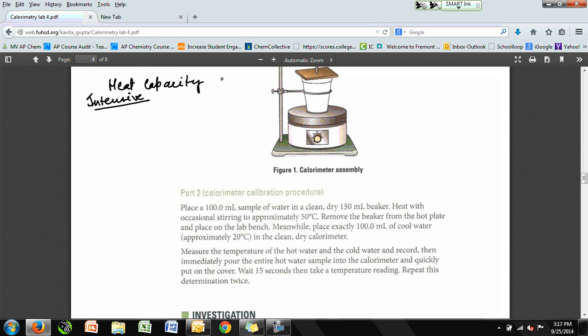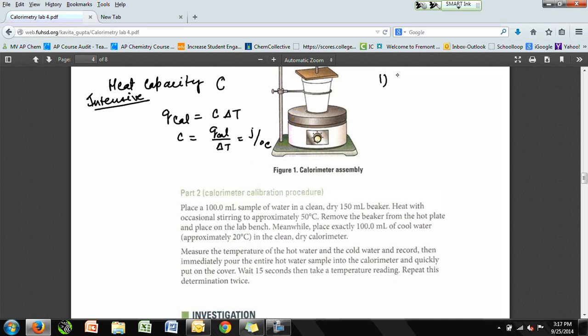So heat capacity is written with uppercase C, and it is calculated by heat of calorimeter is equal to its heat capacity times delta T. As you notice that there's no mass unit, and C's units will be Q's unit over delta T's unit, which is joules per degrees Celsius. For this part, you had 3 measurements.